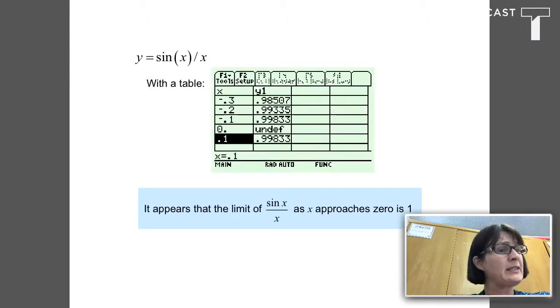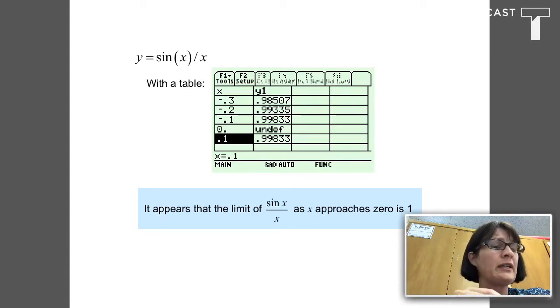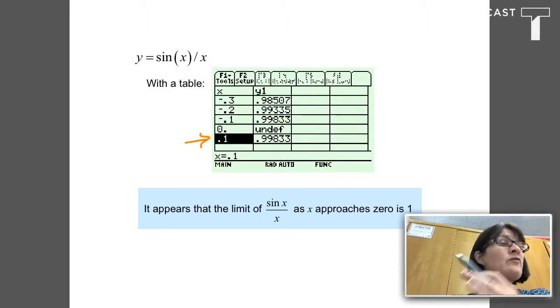And I can investigate that with a table too. So you could set up your calculator to make a table of values. I could plug in numbers close to x equals 0 on the left-hand side, like negative 0.3, negative 0.2, negative 0.1. I could also plug in small values of x, values close to 0 on the other side, to the right of x equals 0, like 0.1, 0.2. And if you look at these y values, they seem to indicate that as you let x get closer and closer to 0, y gets closer and closer to 1.